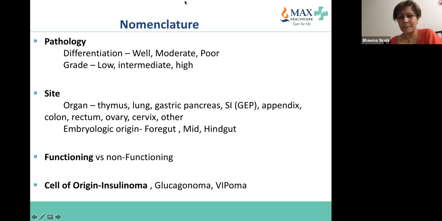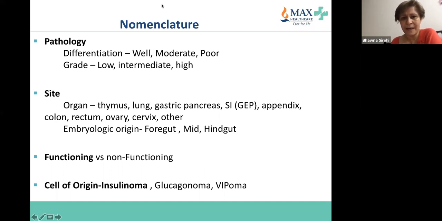Neuroendocrine tumors are also defined by the site that they originate from. Lung carcinoids, you would have heard, thymic, gastric, pancreas, small intestine. That is the duodenum, jejunum, and ileum. So the jejunum and ileal carcinoids are quite common, and all of these are labeled as gastroenteropancreatic carcinoids. And this is what we will discuss today. Then you have appendix, colon, rectum, ovary, cervix, and others as well.